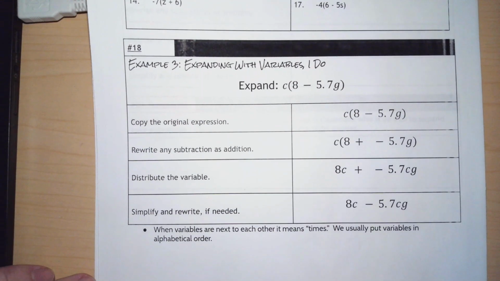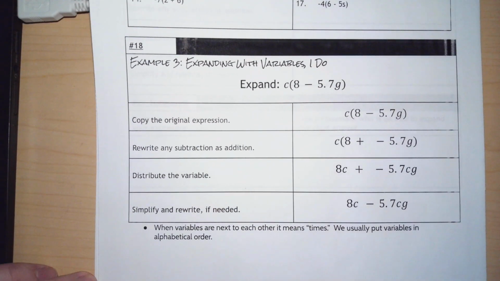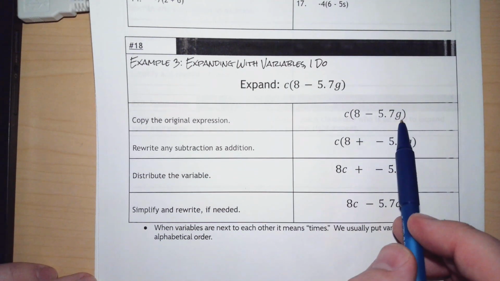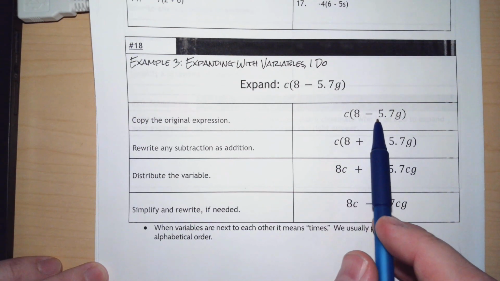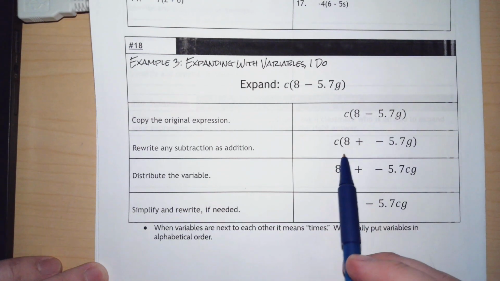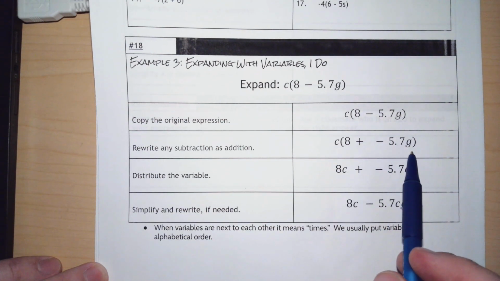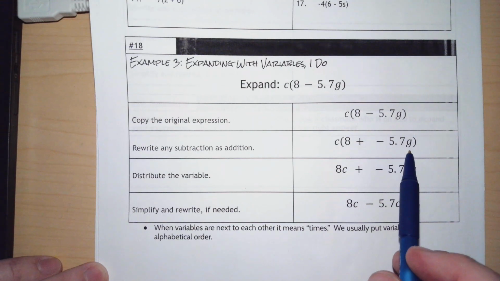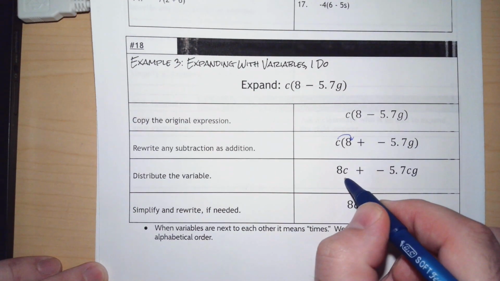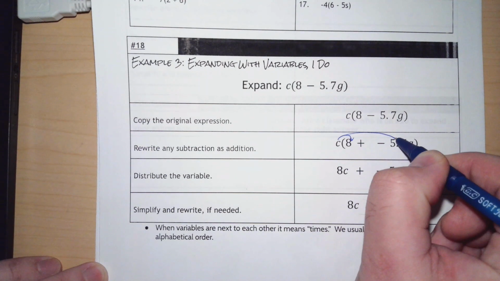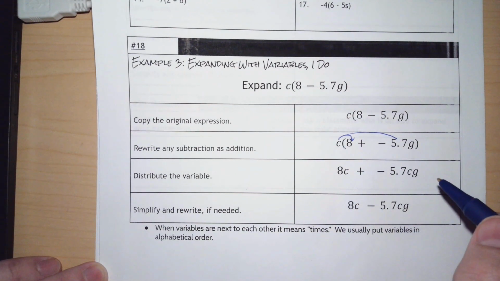Last example is expanding when you have a variable. We did some of this yesterday. So the variable is just like the number. We're going to expand or distribute it the same way we did before. So we write down the problem. We change any subtraction to be addition. So this subtract 5.7 is going to be changed to plus negative 5.7. We distribute the variable. So we multiply c times 8 to get 8c, and c times negative 5.7g.